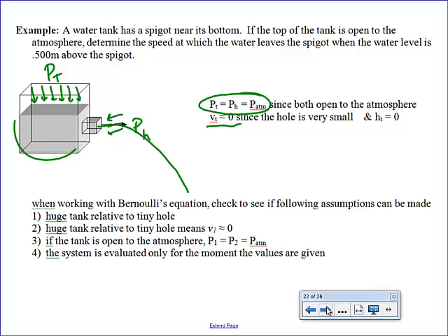So when we're working with Bernoulli's equation, we want to check our assumptions. Do we have a huge tank of water relative to a tiny hole? Does that mean that the water level is going down very slowly? Is the tank open to the atmosphere? That means that the external pressure is the same. And the last thing we want to think about is that the system is being evaluated only for the moment that the values are given. We recognize that over time the tank will drain and the velocity of the water will change. But I'm not going to worry about that. I'm going to worry about trying to solve it for this instant in time.